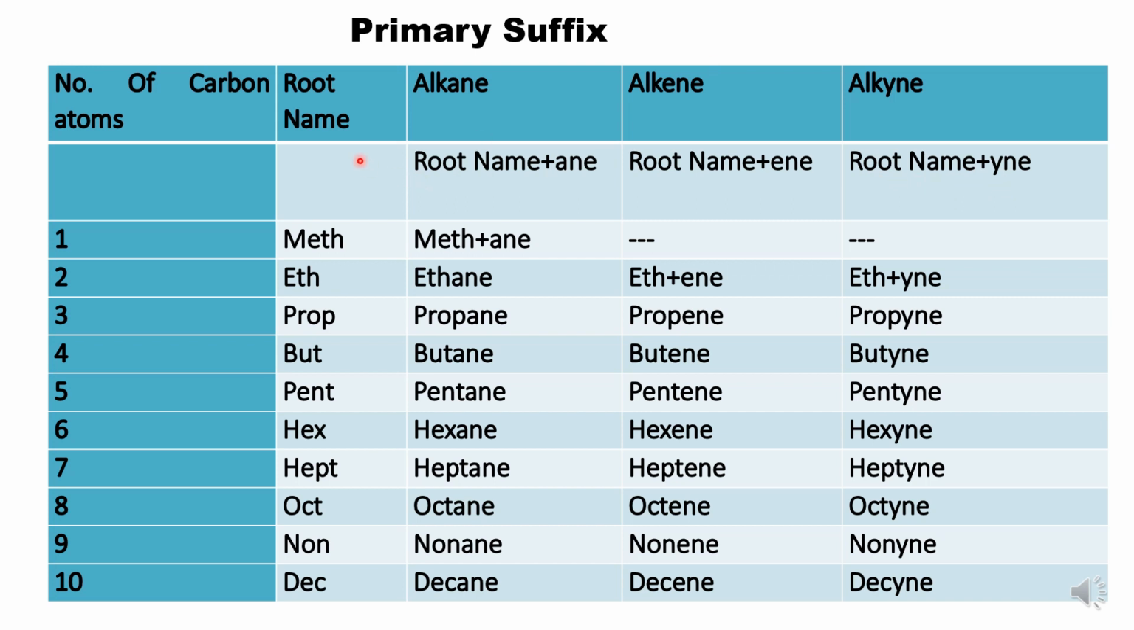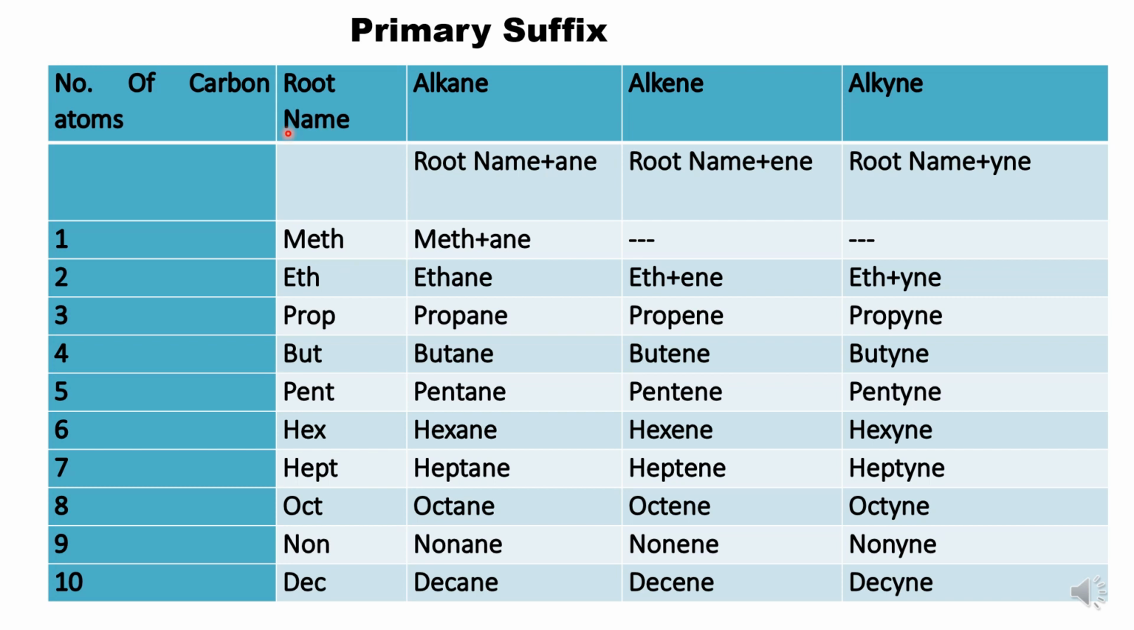So here, on the basis of the number of carbon atoms present, alkanes are the compounds having all single bonds. So we write the root name plus ane. In the example, if only one carbon atom is present in the structure, for alkane we write meth plus ane, so it becomes methane.